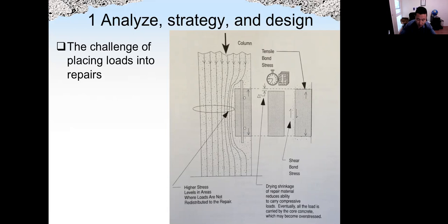So these are all things we need to worry about. One of the ways to do that is we use temporary shoring to release the internal stress before we apply any type of repair. And then after the repair materials harden, we release the force. So then we have a better distribution of the internal force.